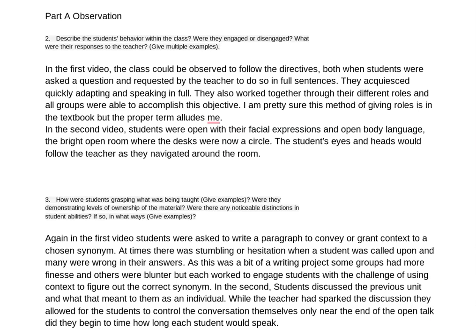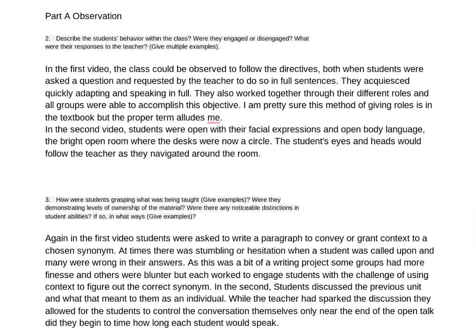In the first video, the class could be observed to follow the directives, both when the students are asked a question and requested by the teacher to do so in full sentences. They acquiesced quickly, adapting and speaking in full. They also worked together through their different roles. All groups were able to accomplish this objective.